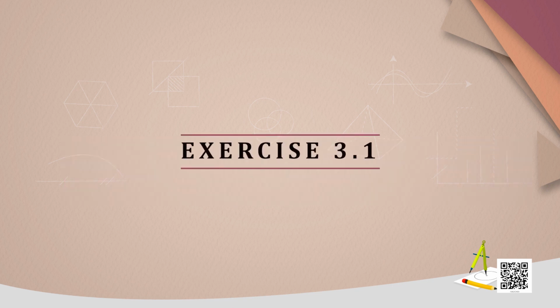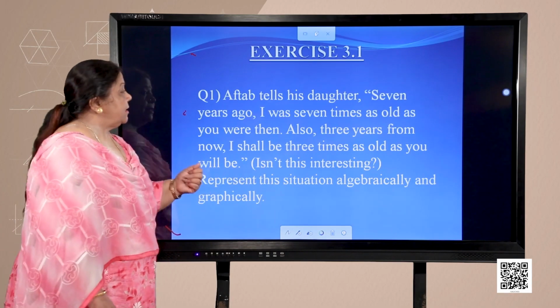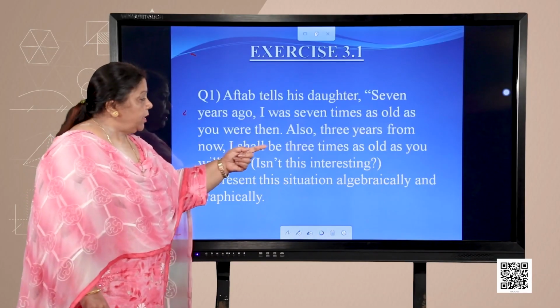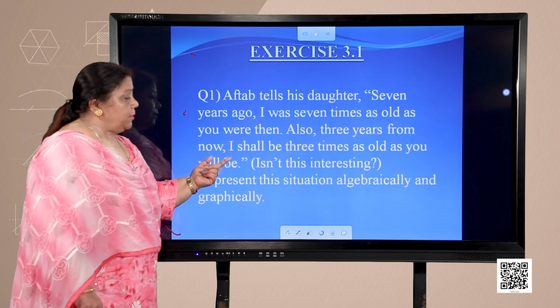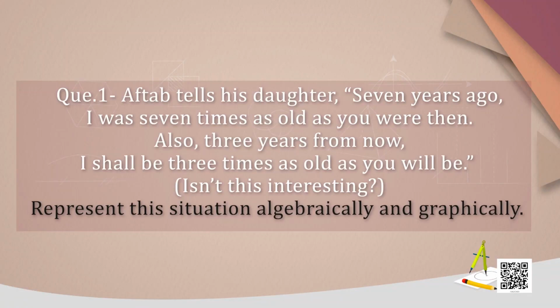Let us start with your exercise 3.1. The first question says, Aftab tells his daughter, 7 years ago, I was 7 times as old as you were then. Also, 3 years from now, I shall be 3 times as old as you will be. Isn't this interesting? Represent this situation algebraically and graphically.